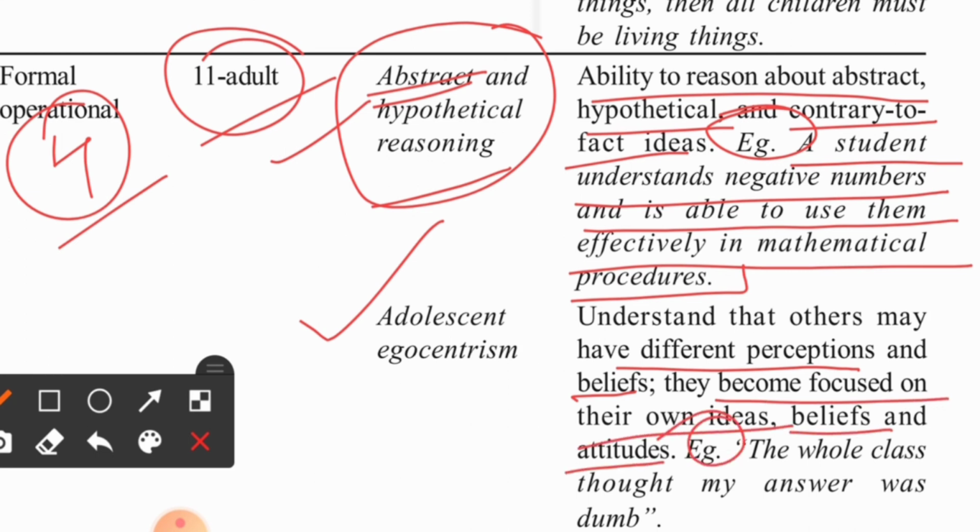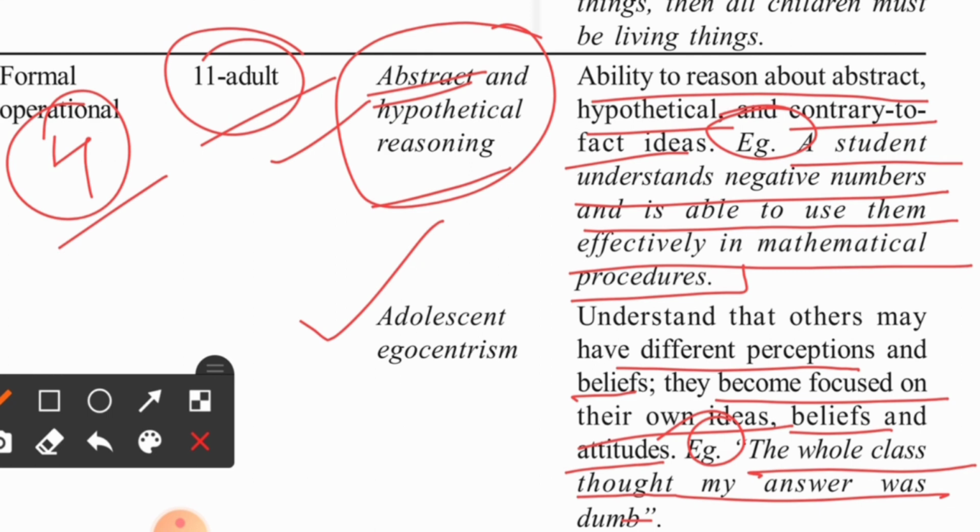Your example is given: the whole class thought my answer was dumb. So a child gives an answer in the classroom when the teacher asks something. Maybe the child is right, but this kind of thought may come to the child's mind, that what others will think. This is adolescent egocentrism, and this remains for a long time in our mind, even in the minds of grown-up people.